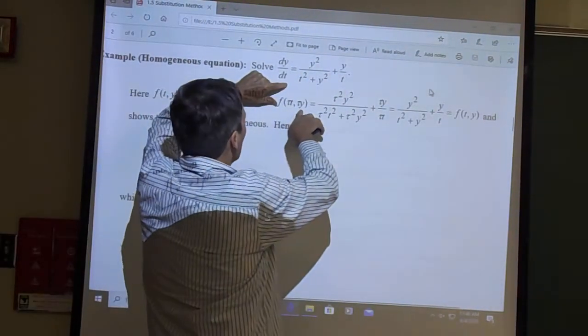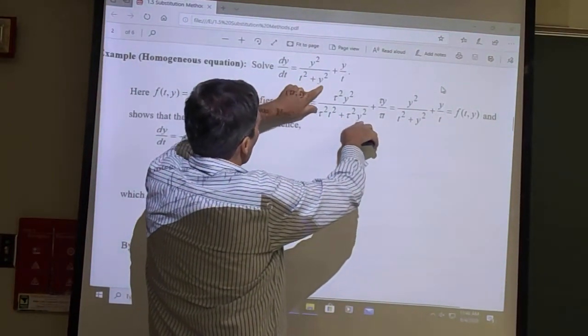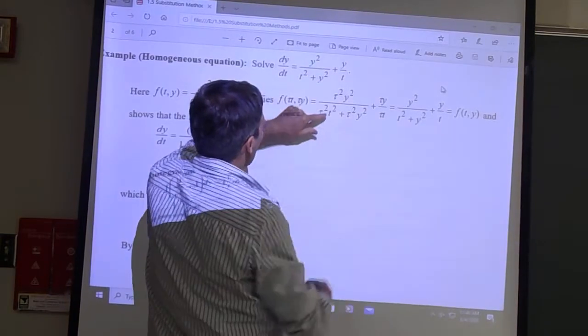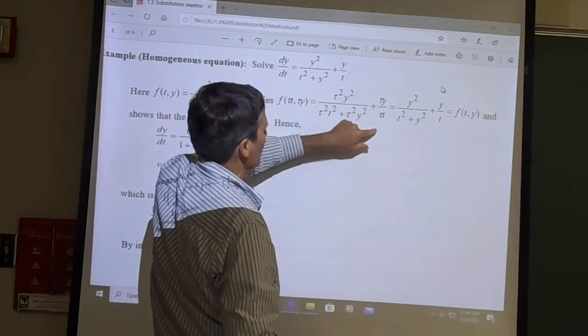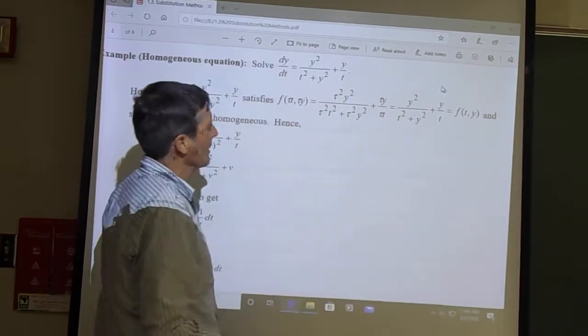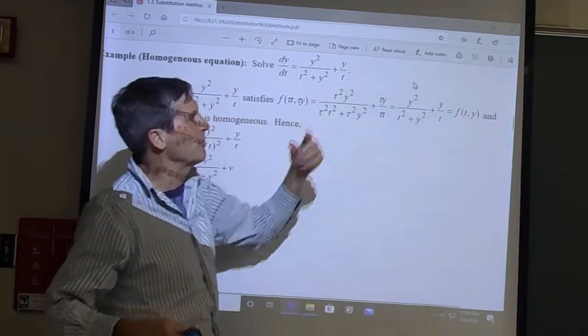F(tau t, tau y) is tau squared y squared over t squared tau squared plus y squared tau squared, plus tau y over tau t. And now the tau squareds on the top cancel the tau squareds on the bottom, and the tau on the top cancels the tau on the bottom. They cancel the taus and give you f(t, y) back. Since these two are equal, we know it's homogeneous.